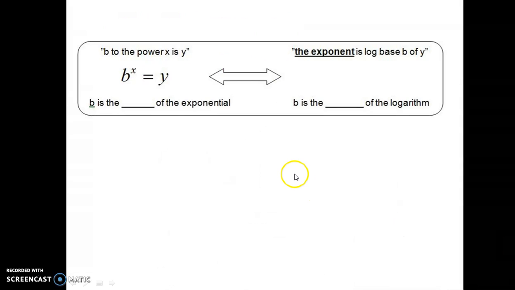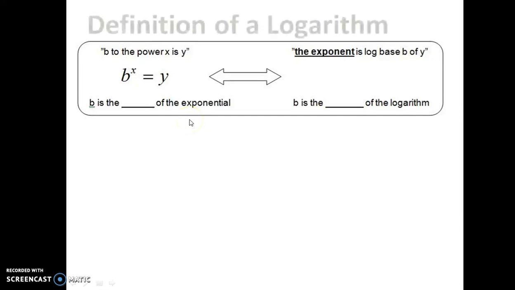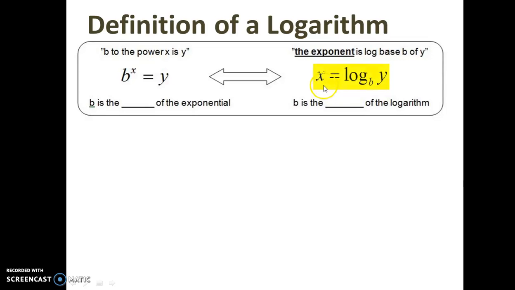Let's begin with the definition of a logarithm. The definition tells us that we can turn any exponential statement into a logarithmic statement. Here we have b to the power x equal to y. This in logarithmic form changes to x equals log base b of y.